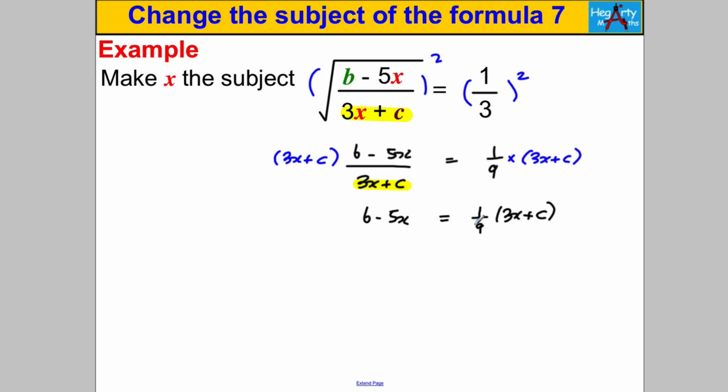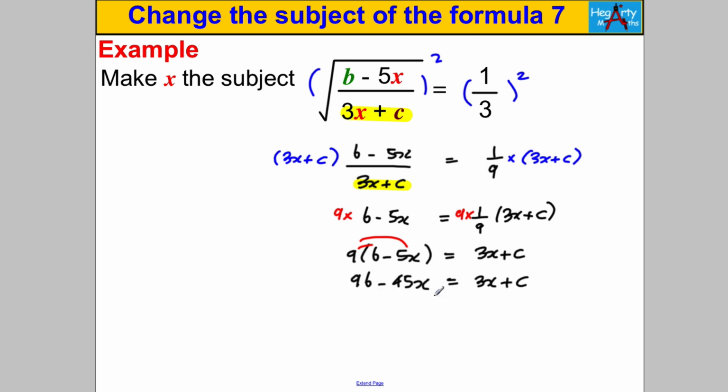How could you get rid of the fraction 1 divided by 9? Well, you could multiply both sides of the equation by 9, couldn't you? So let's do that. That would give me 9, and let's just put a bracket, (b subtract 5x) is equal to, they cancel, you would just get 3x add c. Now let's multiply out this bracket, and we're going to get 9b subtract 45x is going to equal 3x add c.